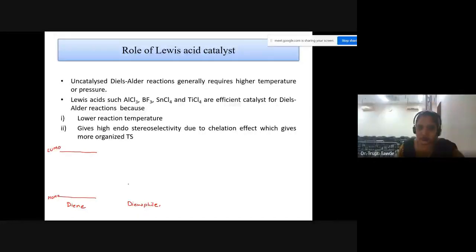Similarly, this is HOMO and this is LUMO. Now, generally, what we say is that any approach will do: HOMO of diene interacting with LUMO of dienophile, or LUMO of diene interacting with HOMO of dienophile. Any interaction will do.